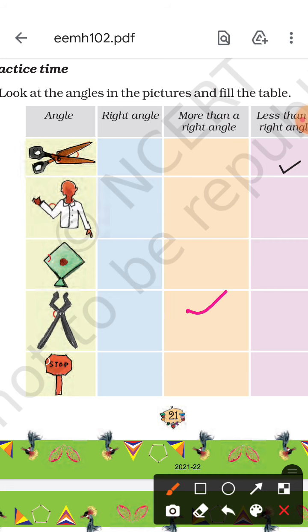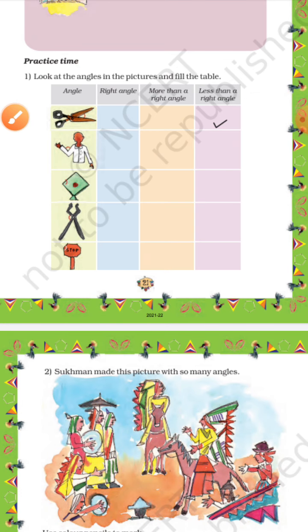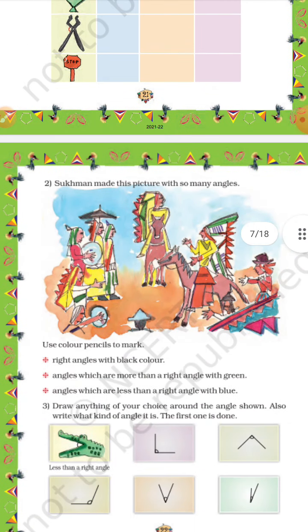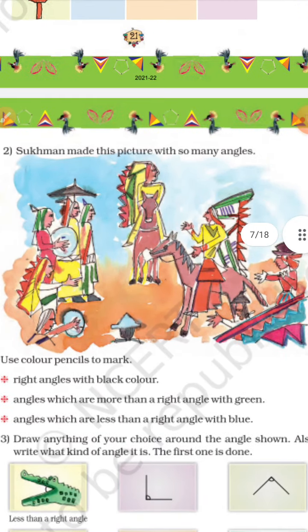Now here also in this figure we have to find out the angle. Here also we can see that it looks like an angle more than the right angle. So the angle here is not a right angle, it is more than a right angle. So we have already completed this table. Now in the second question, look at the figure and we will try to find out the answers.